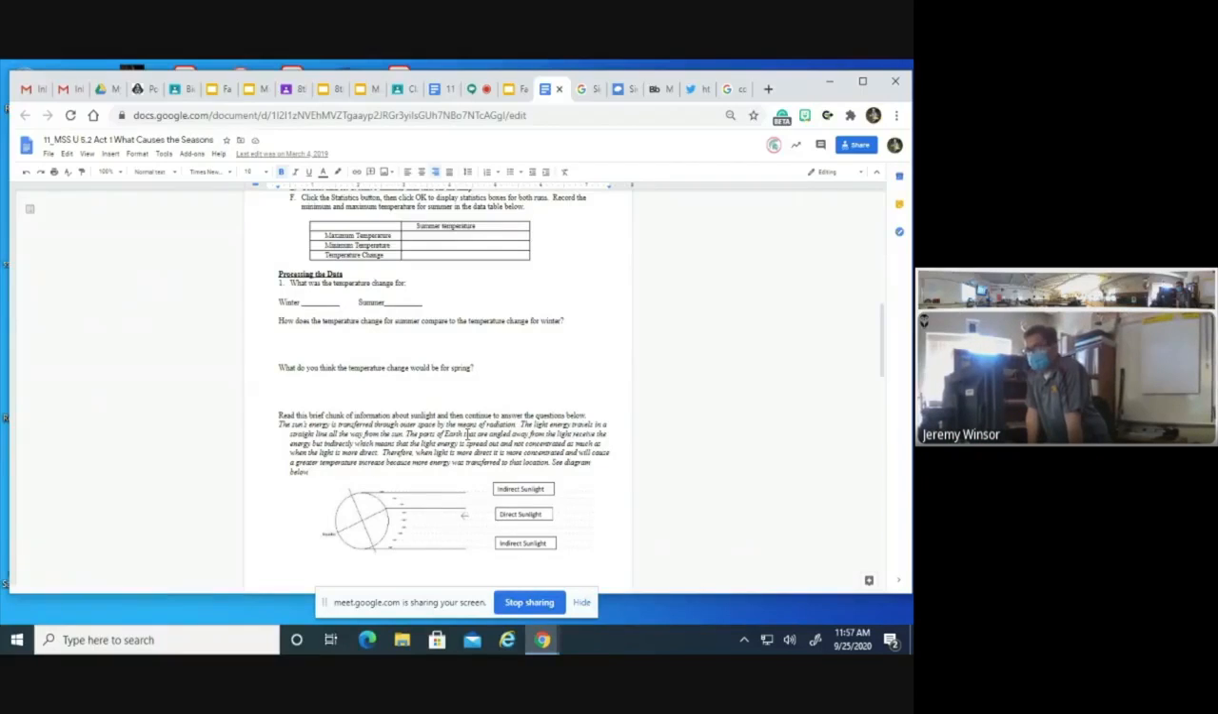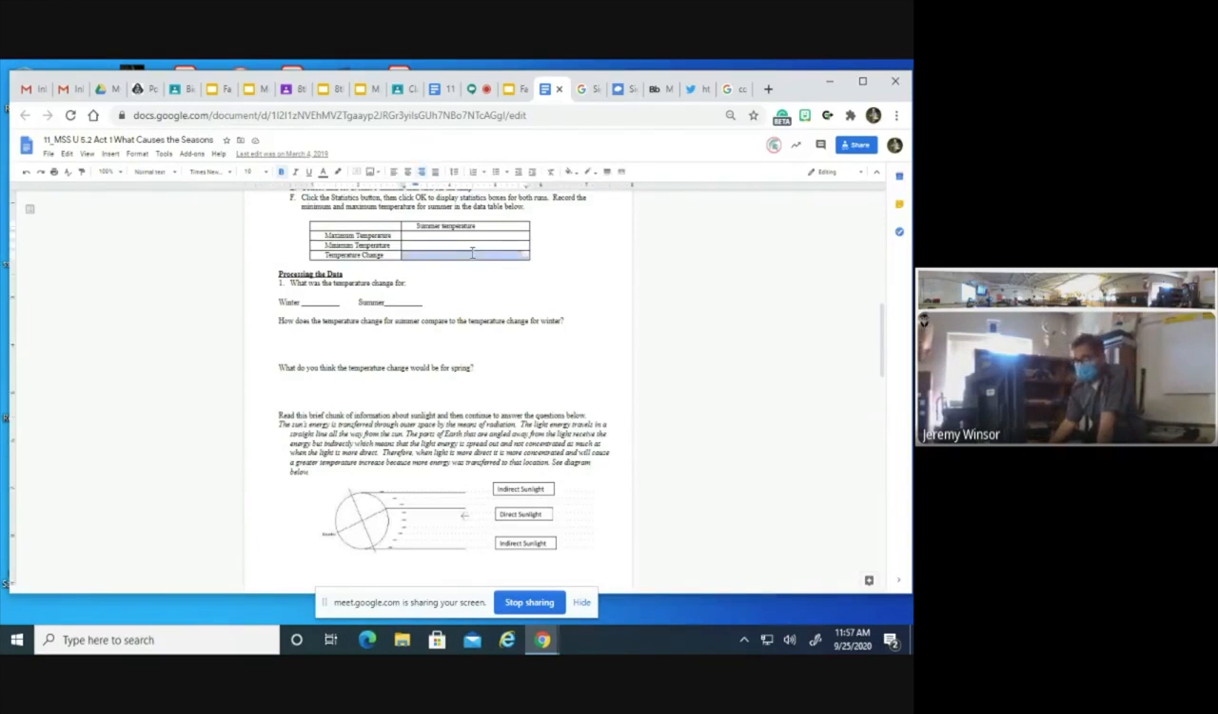So if we go down to processing the data, we would take those differences that we got for each of the charts and add those differences into the blanks. So we said that the summer temperature difference was how much? 15.7 degrees Celsius. So 15.7 is going to go here. Our maximum temperature is going to go here, and our minimum temperature is going to go here.